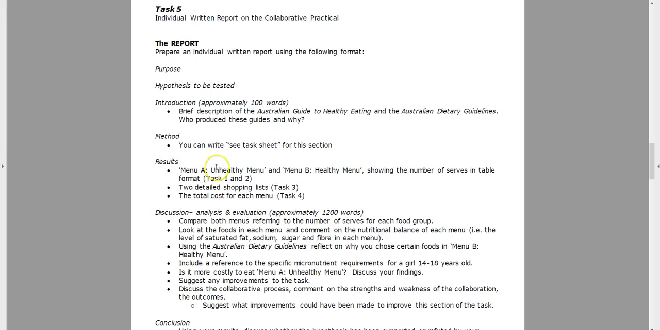You also need to include the 2 detailed shopping lists, which will come together once everyone's done their part for task 3, and you also need the total cost for each menu, which is task 4.